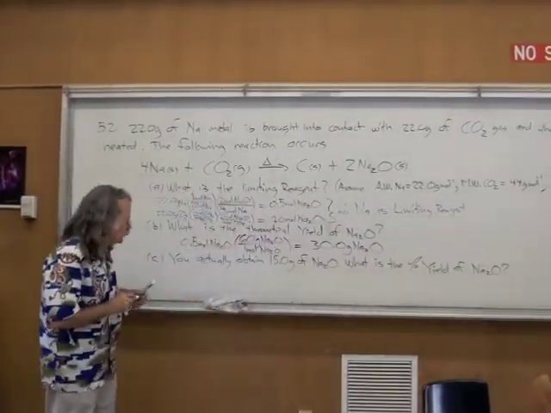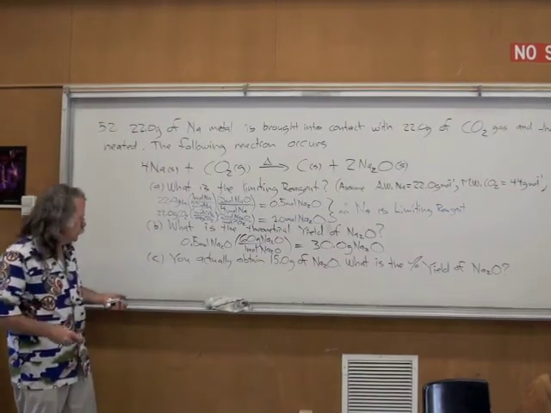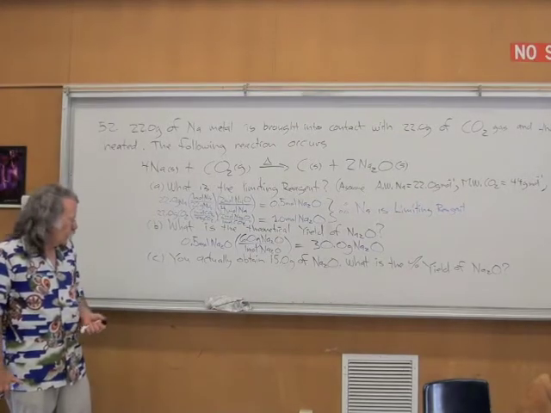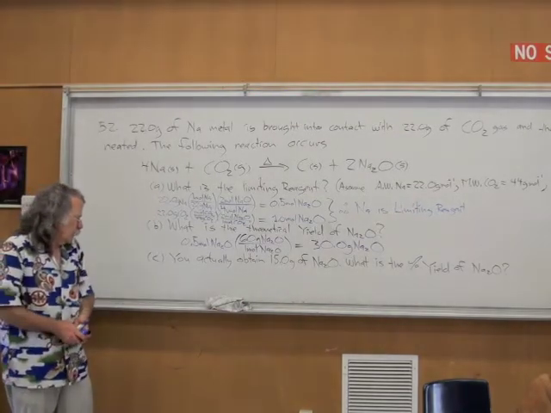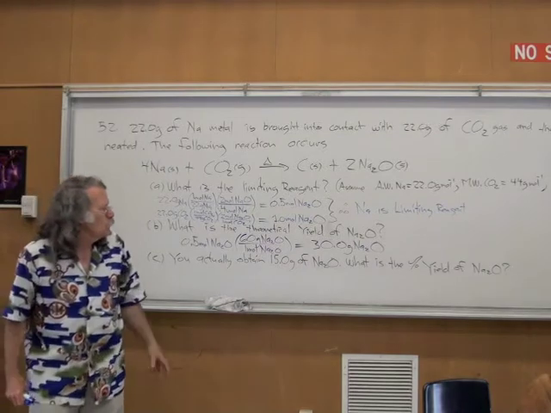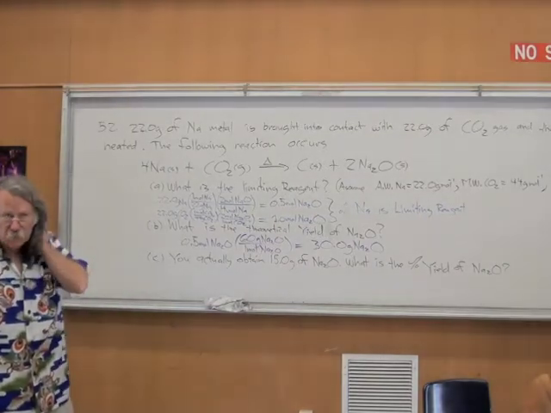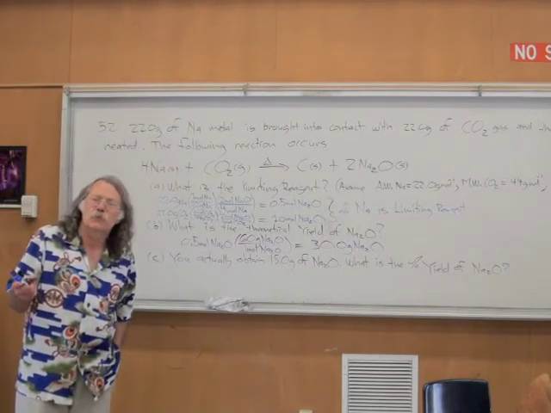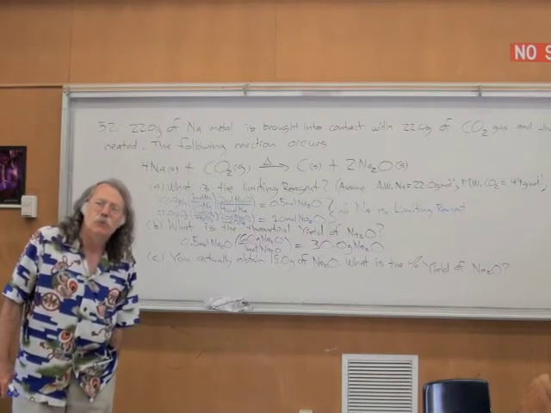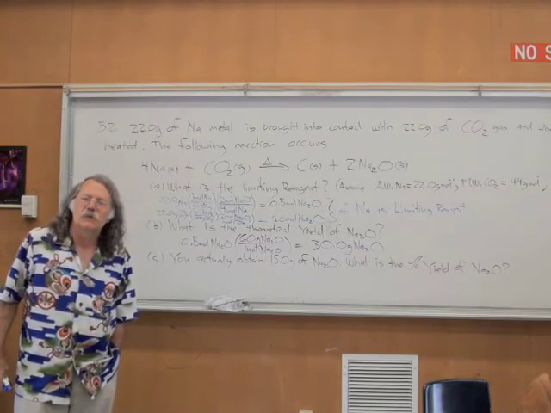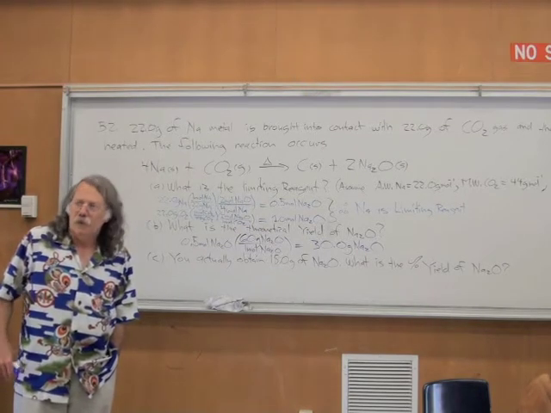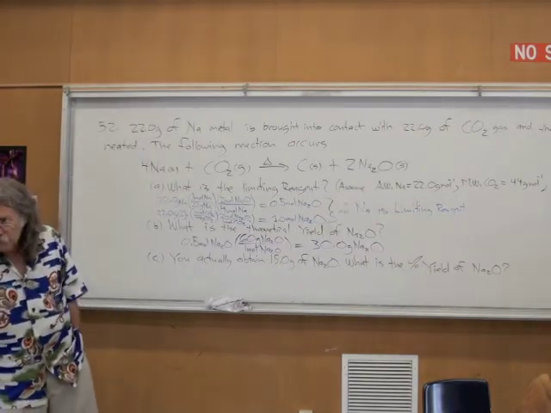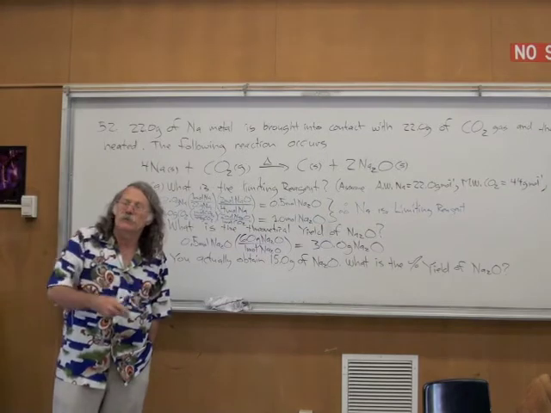Okay, now we've answered the second part of the question, part B. Now we get to the third part of the question. In the real world, I actually obtained 15 grams of sodium oxide. What is the percent yield? Now we go to the definition of percent yield. What was that again? For those who couldn't hear what he said, the percent yield by definition is the actual yield divided by the theoretical yield.